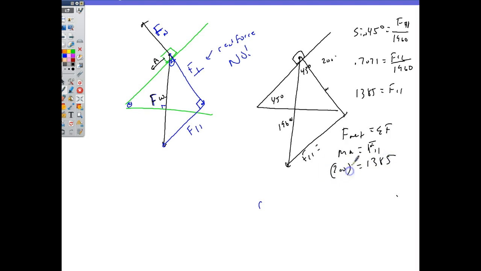What's the mass? 200. So I've got to solve for acceleration. It's 6.93, I think, right? Meters per second squared, and there's my answer for how fast it accelerates.